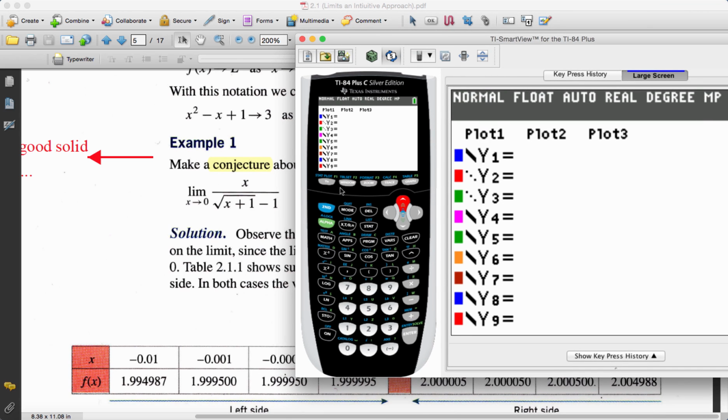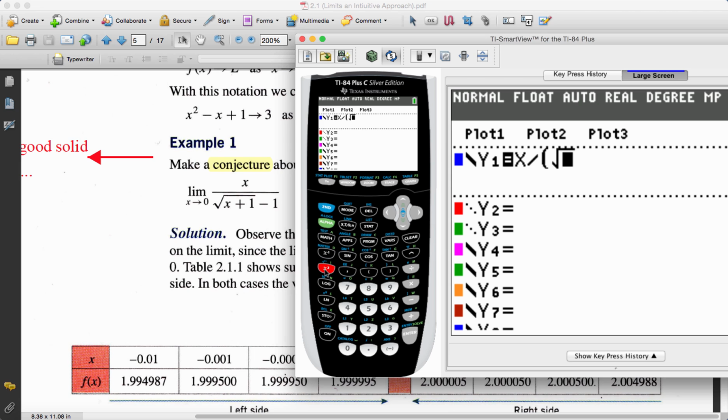Okay, first you would go to the y equals button. Then in your first function, you would type in the expression. So you would say x divided by parenthesis, second, and then square root x plus 1. Then you would hit the right cursor to come out of the root, minus 1, and then close parenthesis. And that would be the expression. So that's your function tucked away into the y1 variable.